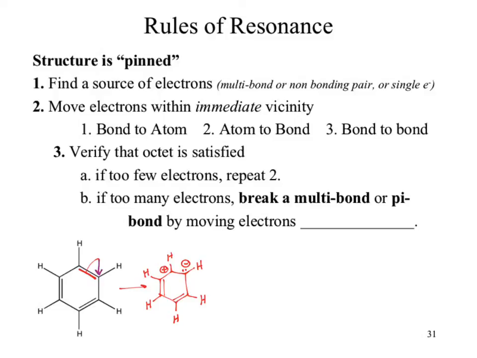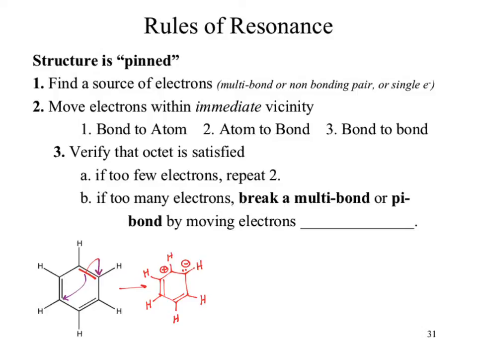Okay? That's the point. So to do that, our first thing was find electrons. The next part was move those electrons. Because electrons are inherently unstable, we can only move them within the immediate vicinity. Okay? So our rule for immediate vicinity is if we start at a bond, we can only move it to an atom. Okay? So if I started at that bond, could I move them to that atom?